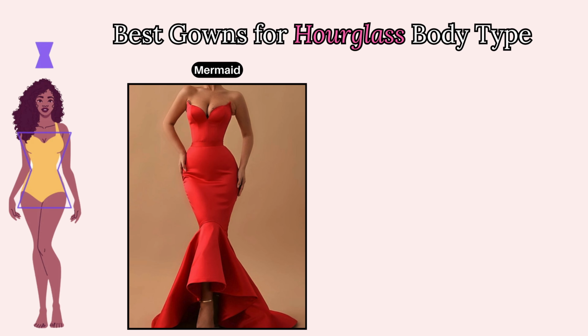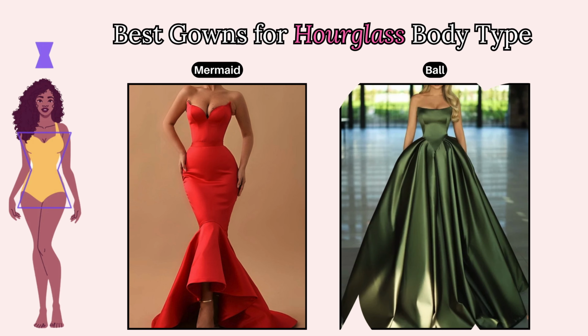The mermaid silhouette is also great on the hourglass body. The bodice is usually fitted, so it helps to continue to define the waist of the hourglass body. And the mermaid hem, just like the trumpet, adds drama and elegance to the lower body, adds a beautiful movement. It's very elegant and nice on the hourglass body.